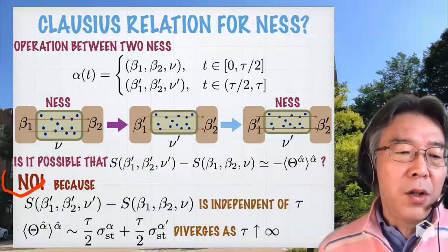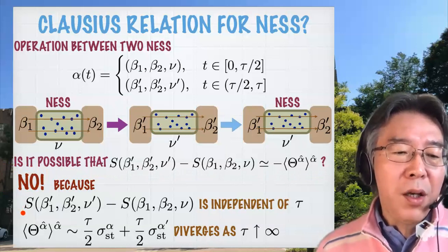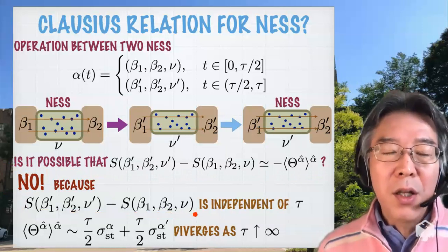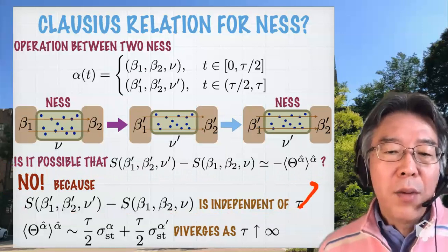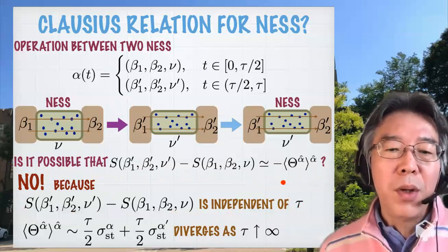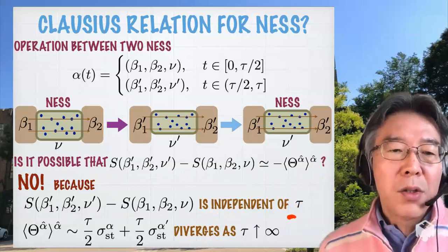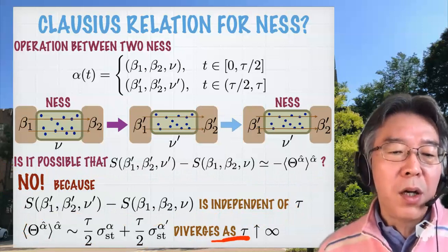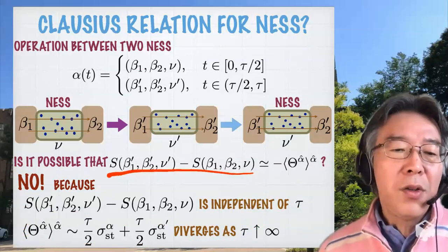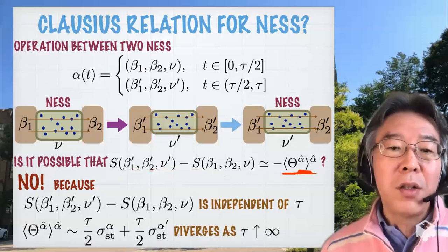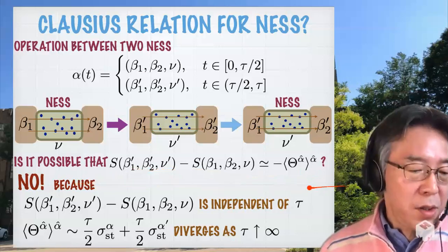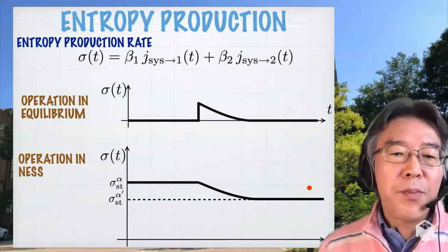But the answer is definitely no, because whatever this non-equilibrium entropy is, this is simply the difference of the two entropies in two NESS. So this difference is of course independent of tau. But on the right hand side, you have total entropy production. Since we always have entropy production in NESS, this is proportional to tau and diverging in tau. So this is independent of tau and this is diverging in tau. So we never have this kind of relation.